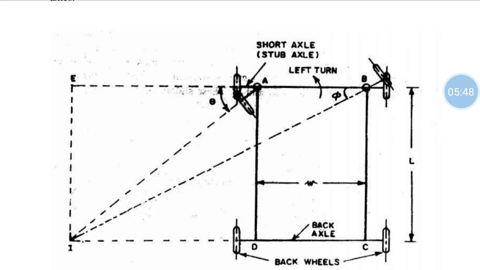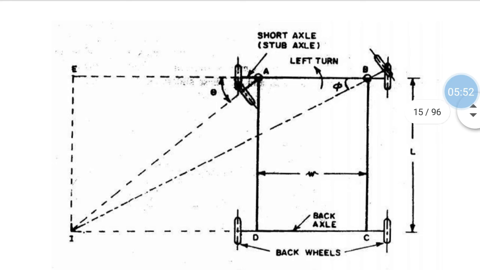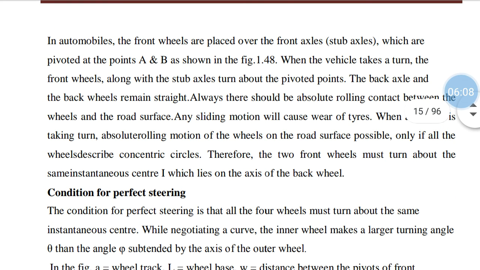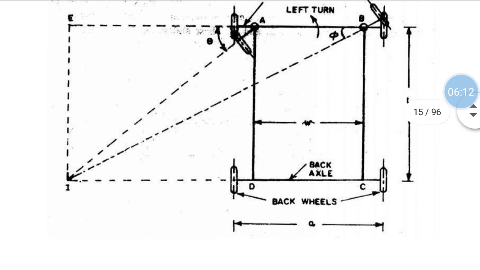See this angle of inclination, what theta is mentioning, that we call the angle of inclination. Both inclinations will be the same, but A will turn inwards and B will turn outwards, because the vehicle is taking a left turn. If the vehicle is taking a right turn, A will be outwards and B will be inwards. The back axle and the back wheels remain straight; for any direction the back will be the same.